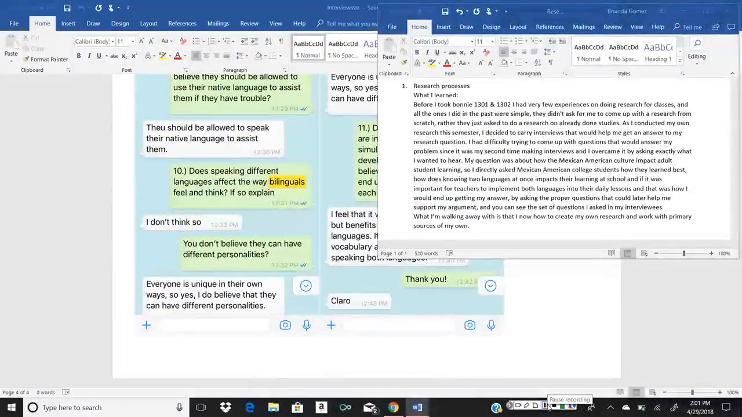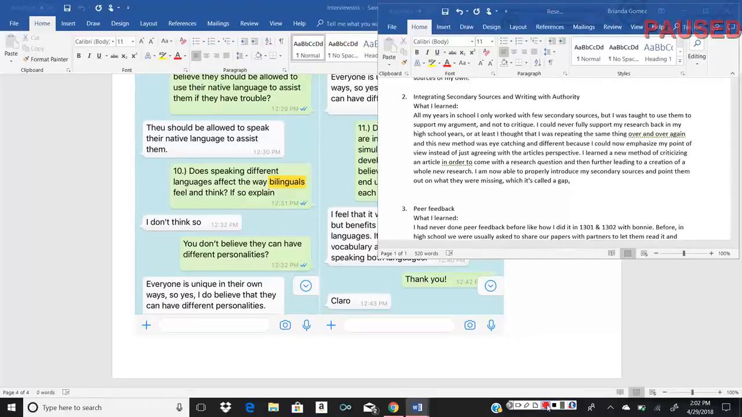So what I'm walking away with is that I now know how to create my own research and work with primary sources of my own. I know how to ask the questions to get the answer I want and to work with it.